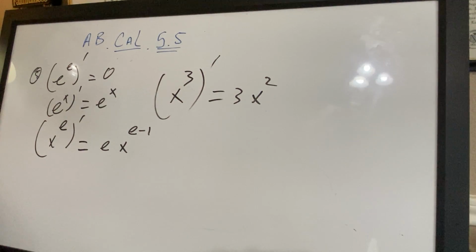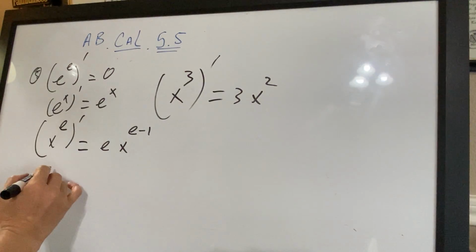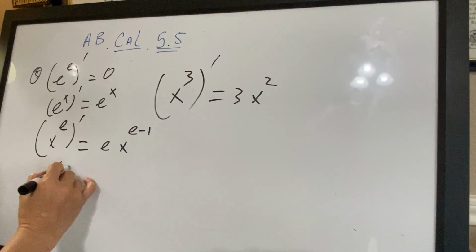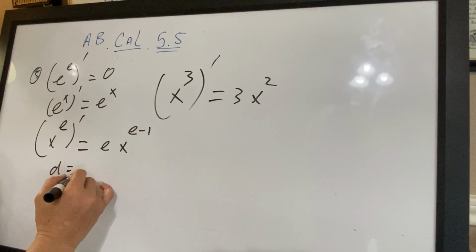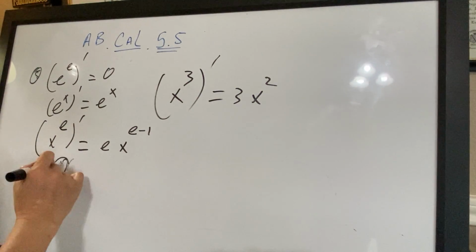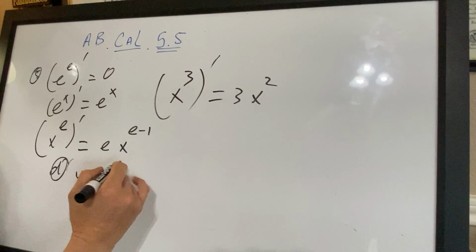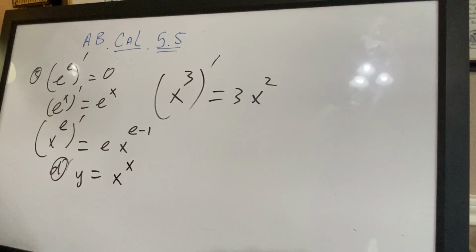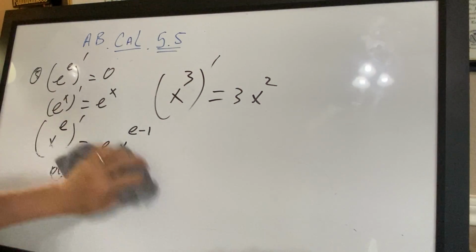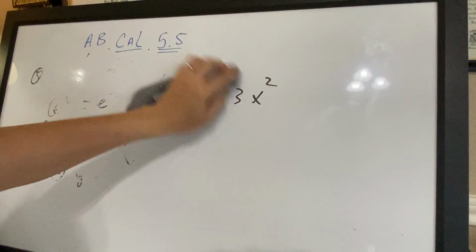Now we are going into the last part of example 5, which looks like this. That is part D. Y equals x to the x. That's what we're going to work on right now. So let me erase the board for you. Here we go.